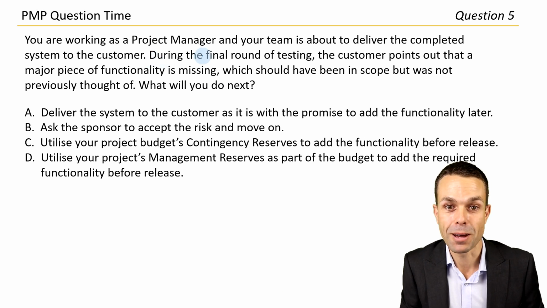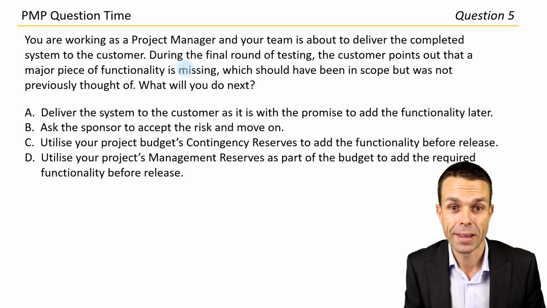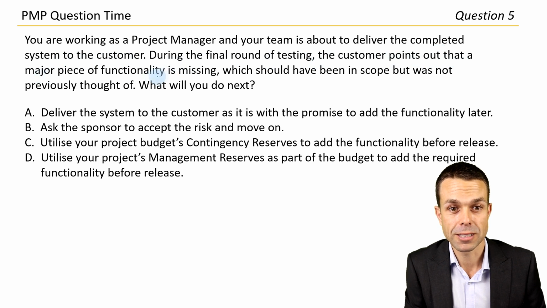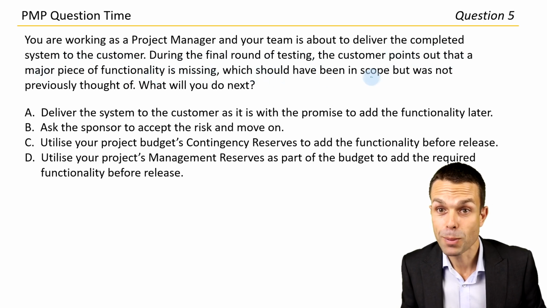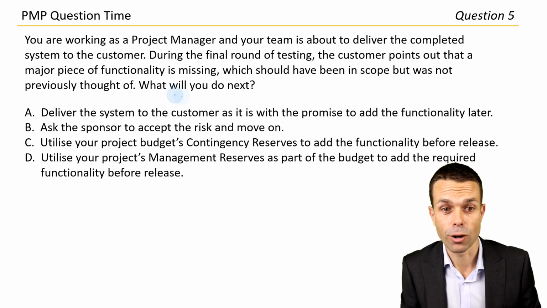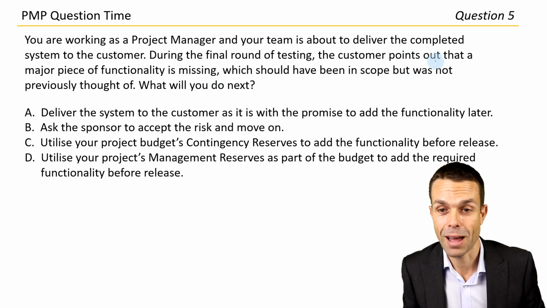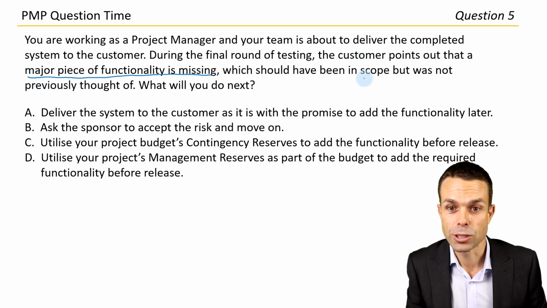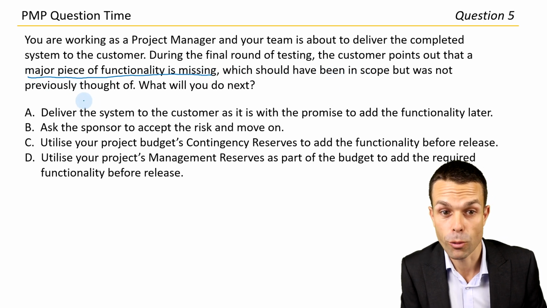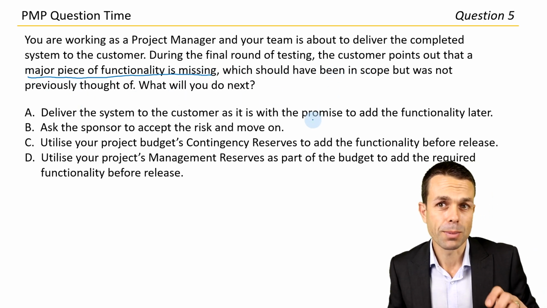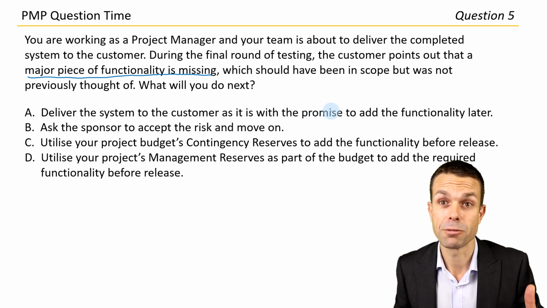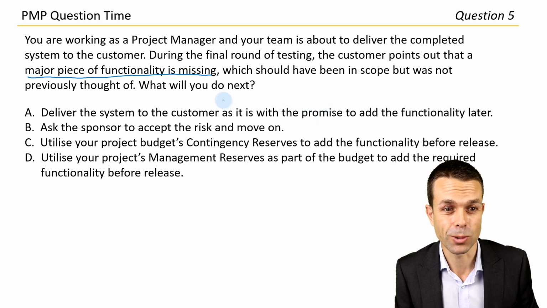You're working as a project manager and your team is about to deliver the completed system to the customer. During the final round of testing, the customer points out that a major piece of functionality is missing, which should have been in scope but was not previously thought of. Okay, I have a good feeling about this one. So a major piece of functionality is missing, which should have been in scope but was previously not thought of. What will you do next? So this could either be about a change request or it could be about budget, so using out some of our reserves. Let's have a look at the options that we have here.